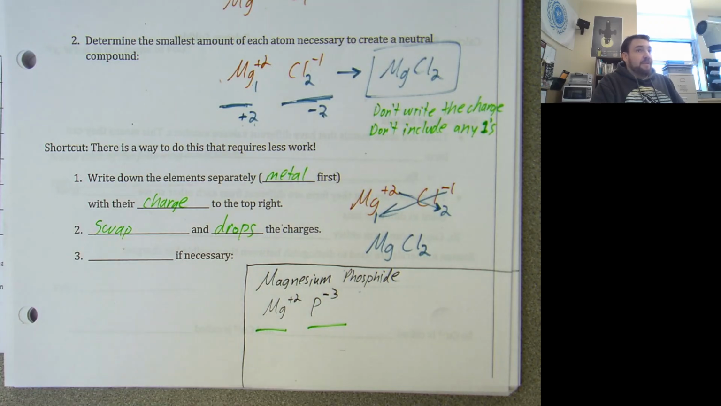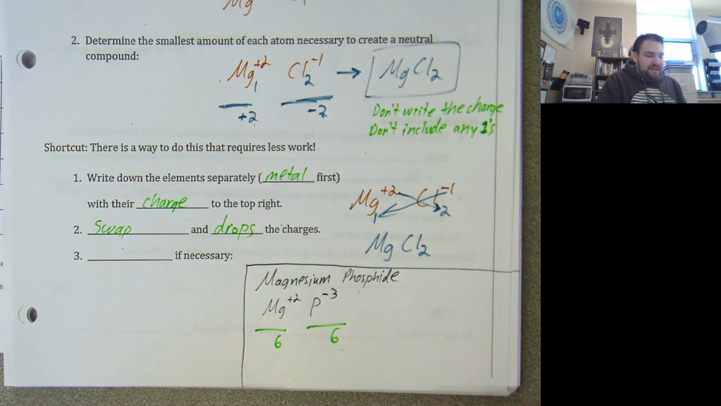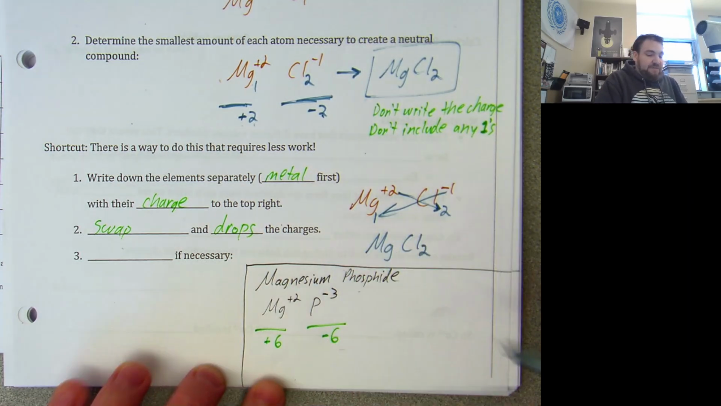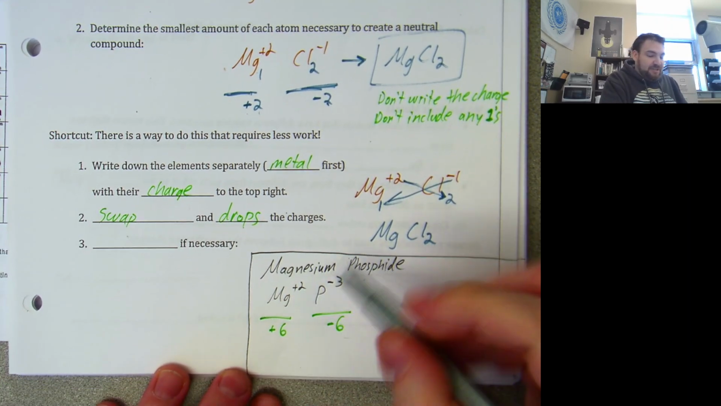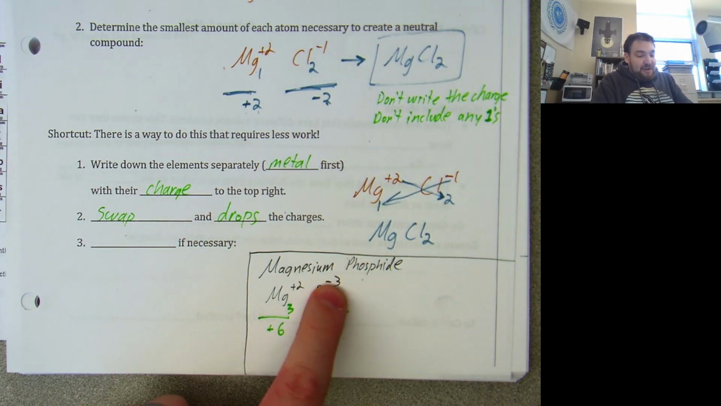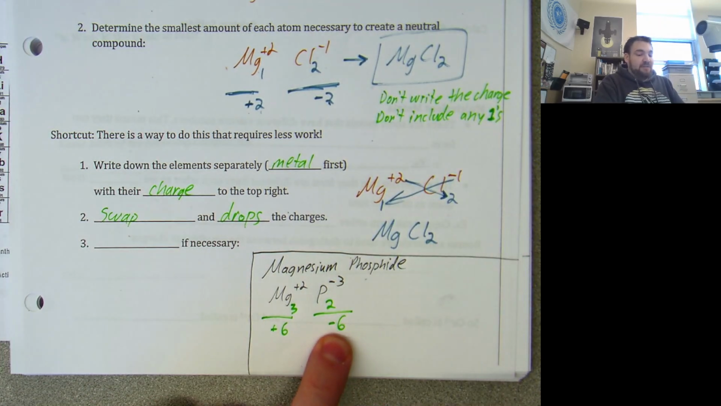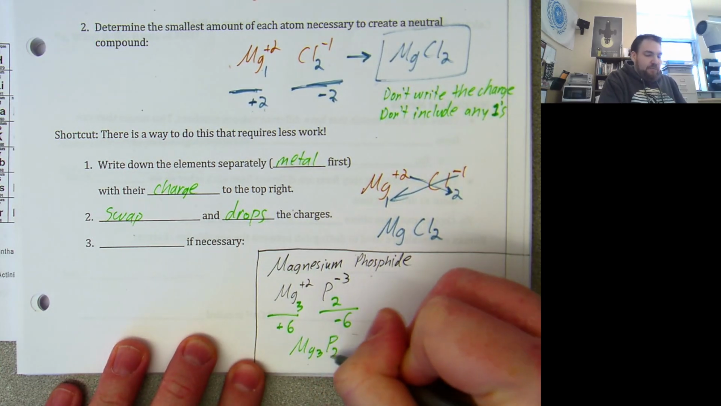Six. And again, it's often the easiest way to find the least common multiple is just to multiply the two numbers together. So the smallest number they both go into is 6. The magnesium needs to bring positive 6. The phosphorus needs to bring negative 6. So the magnesium with the plus 2, positive 2 times 3 is going to give you that 6. And then negative 3 times 2 is going to give you that negative 6. So then this thing would just become Mg3P2.